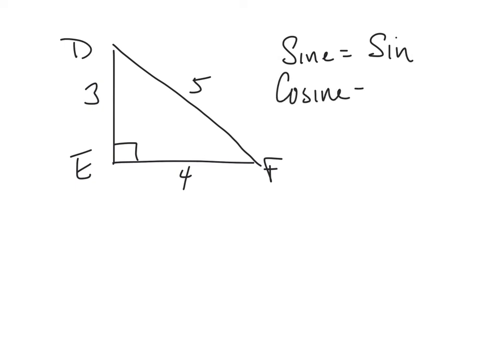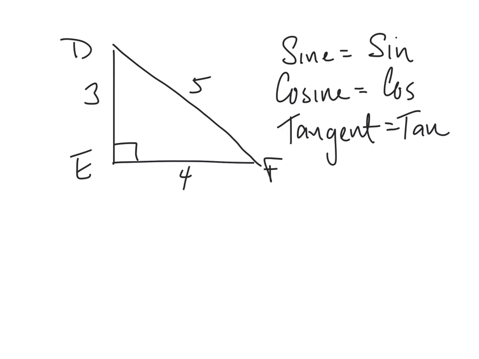Cosine is abbreviated COS. Again, it looks like cos, but you still say cosine. And tangent is TAN. So if I say, tell me what the sine of angle D is, I'm asking you to tell me the ratio of the side that is opposite over the hypotenuse. So you would tell me, oh, well, that's 4/5.